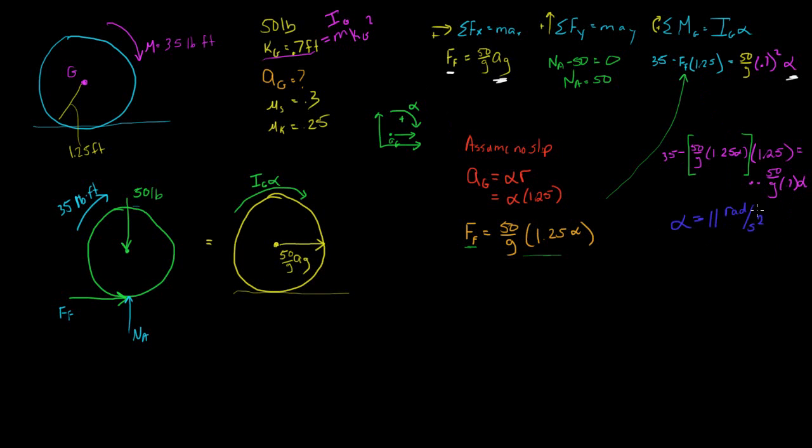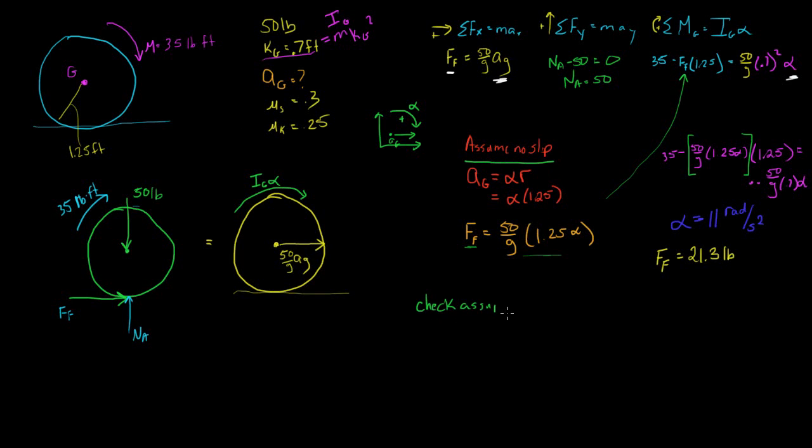And because we now know alpha, we can substitute alpha into this frictional force right here, and we get a frictional force which is equal to 21.3 pounds. But now we have to check if this assumption that we made, that it did not slip, was valid.